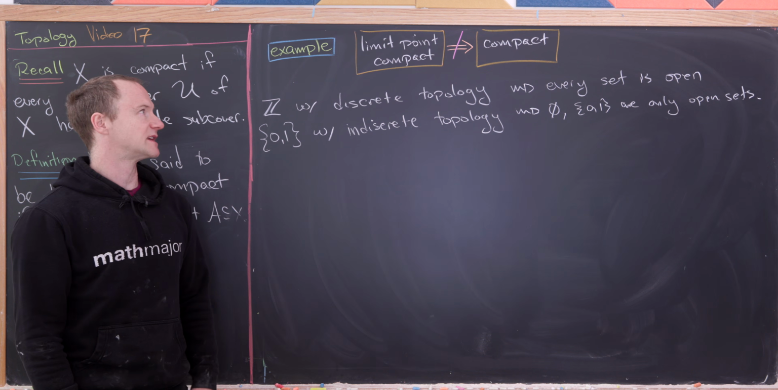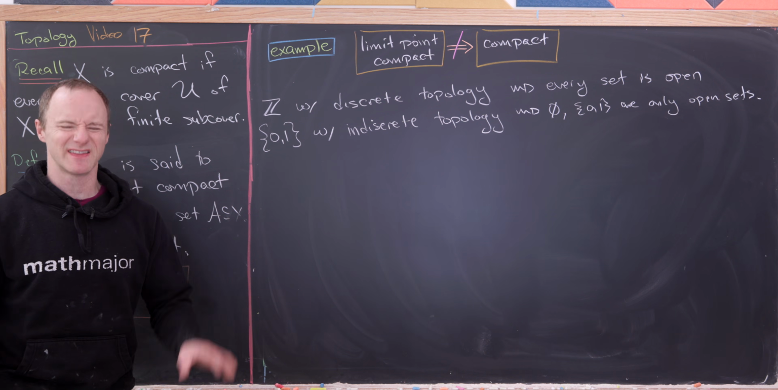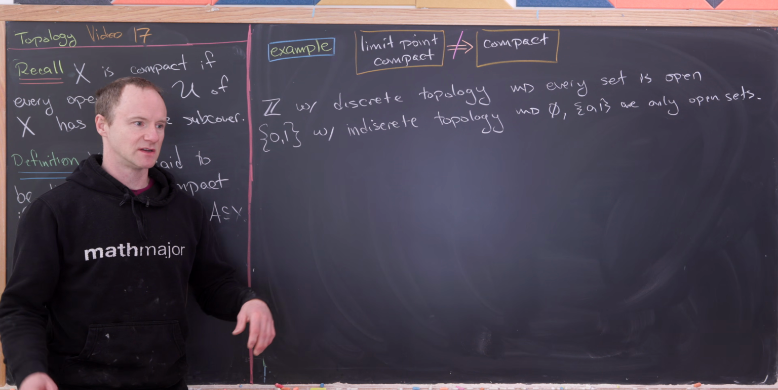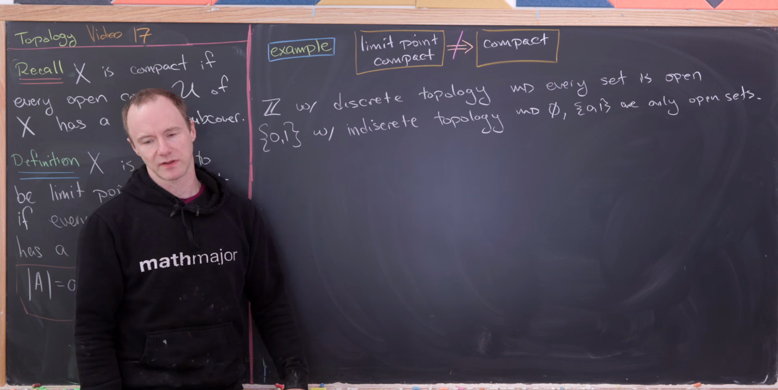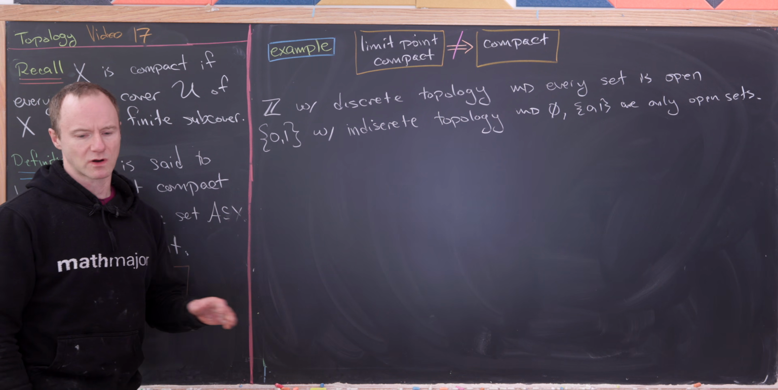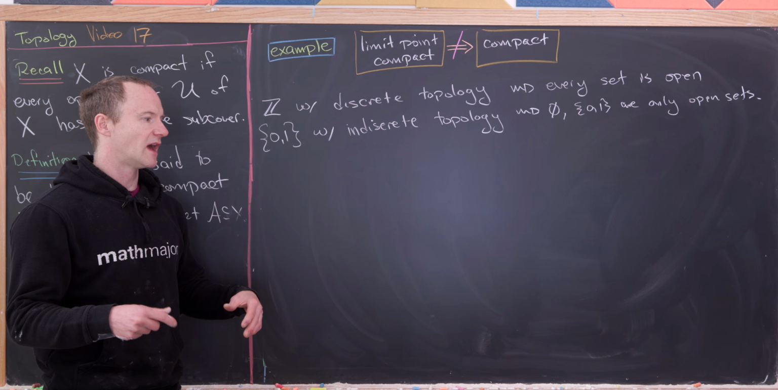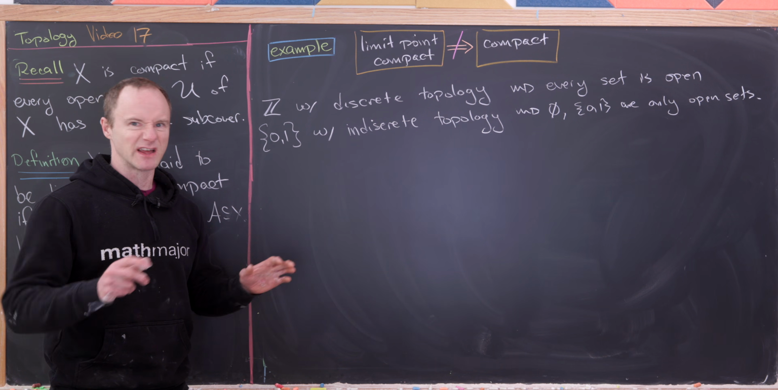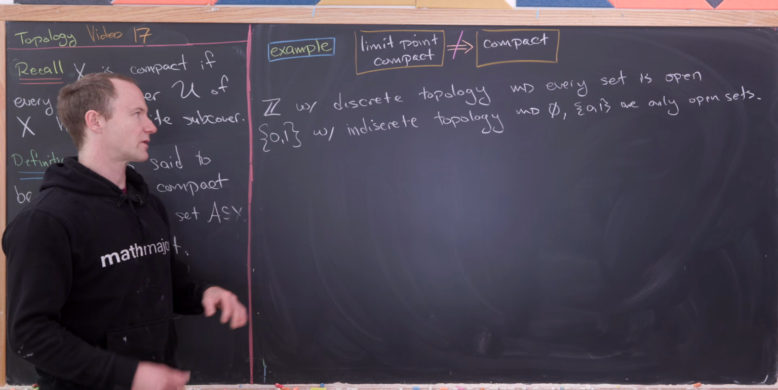So now for our example that limit point compactness does not imply compactness. And this example is kind of goofy because if your space is nice enough, limit point compactness will imply compactness. But we're actually not going to look carefully at what you need to add to your space to make it nice enough. I'll let you guys look into that if you want to. Okay, so here's what we're going to do.